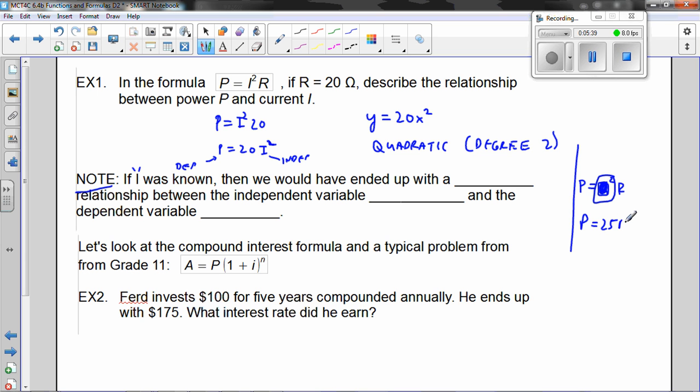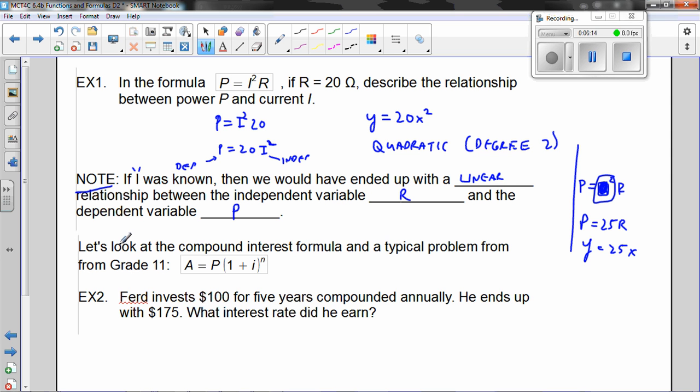And then R. Well, what would I have left over? Well, the new dependent variable is P. The independent variable would be R. And what type of function is that? Well, it's a linear relationship, right? There's no squared on it. Linear relationship between the independent variable, the independent variable would be R, and the dependent variable would be P. Right? The input variable would be R, and the output variable would be P. Lovely.